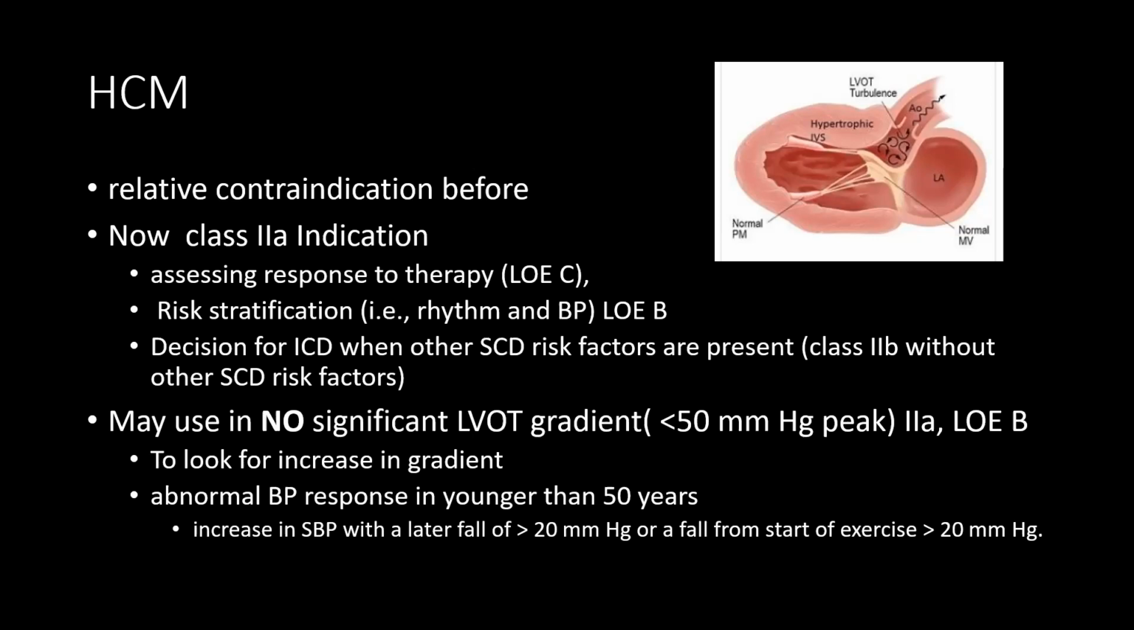It may be used in those that have no significant LV outflow gradient, that is less than 50 millimeters of mercury peak, and it's a class 2A, level of evidence B, mainly to look for increasing gradient and to look for abnormal blood pressure response in younger individuals less than 50 years of age. The purpose is to look for an increasing systolic blood pressure with a later fall of greater than 20 millimeters of mercury, or a fall from start of exercise to greater than 20 millimeters of mercury.